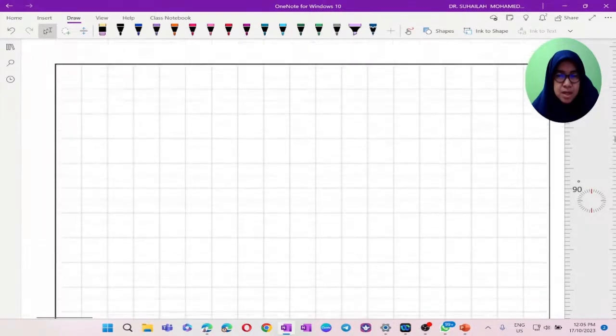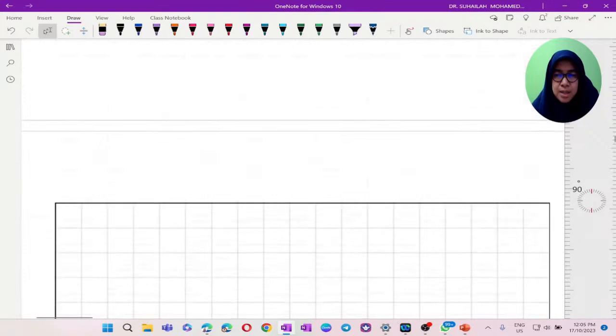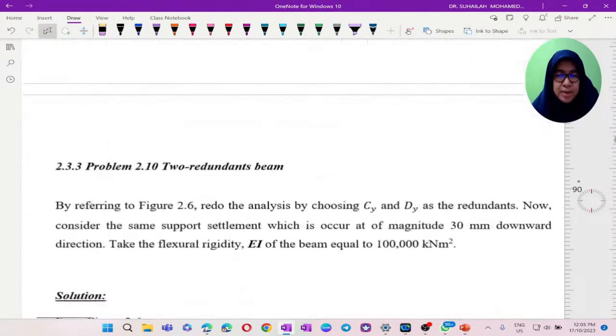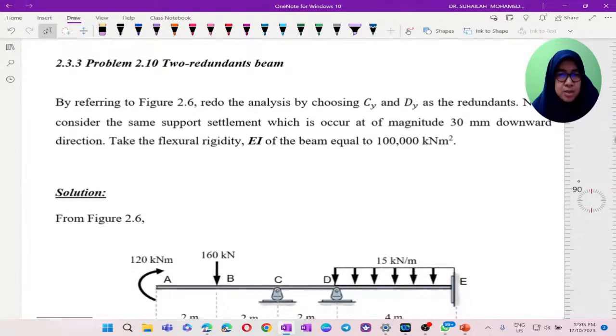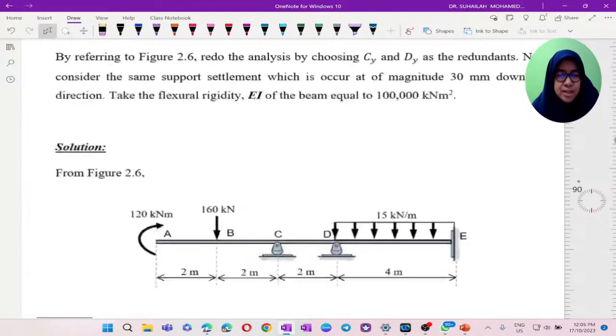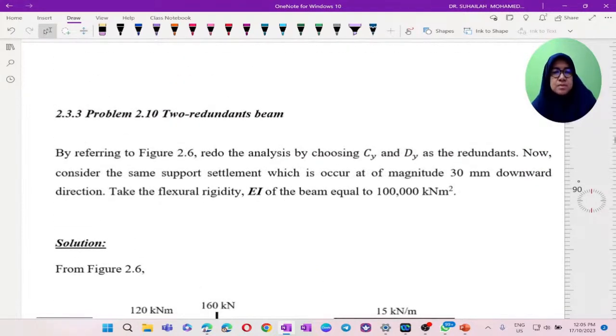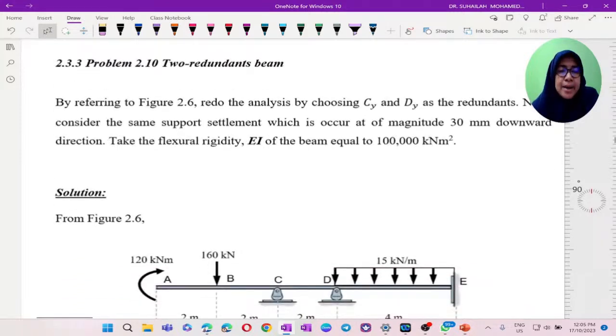I put one calculation sheet here for you to draw the diagram. Two redundant as well. Under 2.2.3, two redundant beam. These two redundant beam, you can see that the question looks similar.